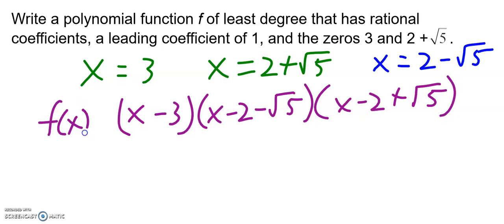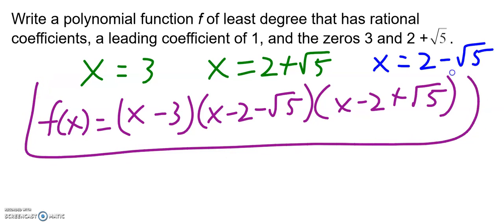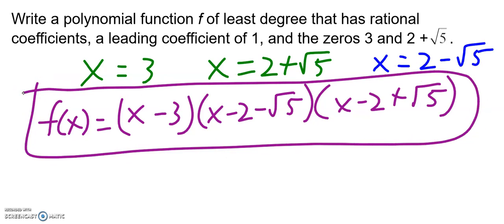So my polynomial of least degree that has rational coefficients is going to be this. Now we could actually get this into the standard form if we wanted to multiply all this out. That's going to be more work than we're going to do right now. Questions on that though?